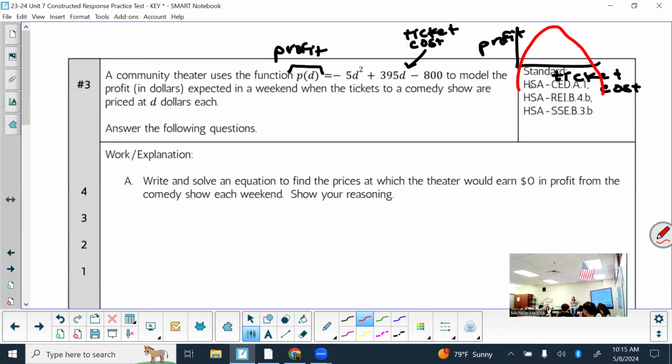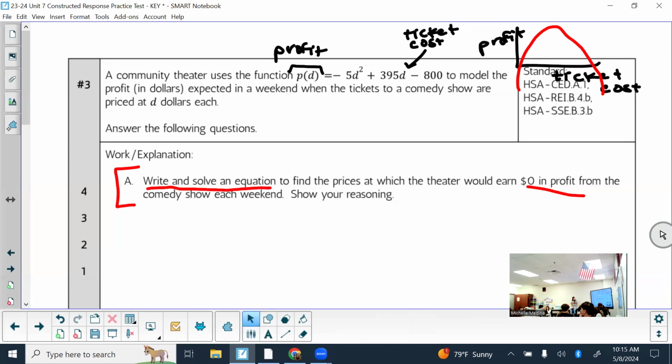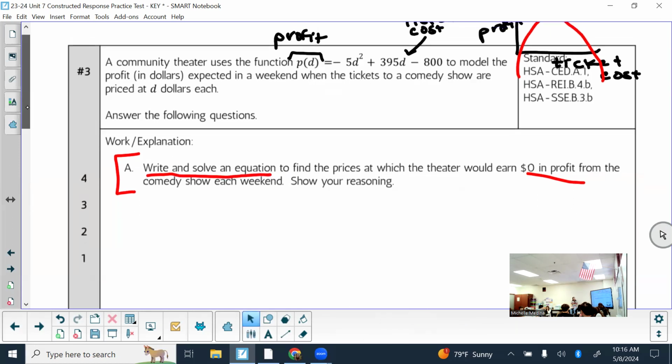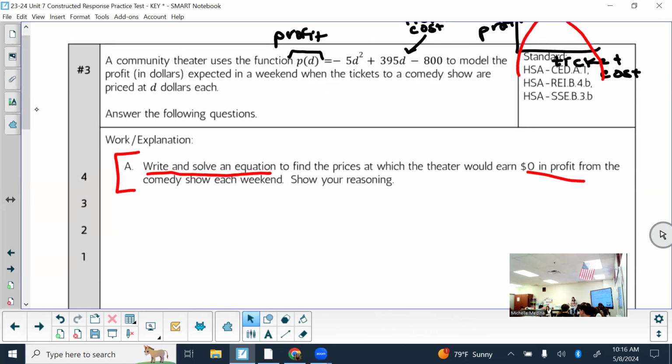You could graph it and confirm your answer by graphing, but for the first part, it says write and solve an equation. If you don't do that, you'll lose points. Write and solve an equation to find the prices at which the theater would earn $0 in profit from the comedy show each weekend. And then you need to show your reasoning. So I need to make an equation regardless of if you use Desmos to find your answer. You need to make an equation.